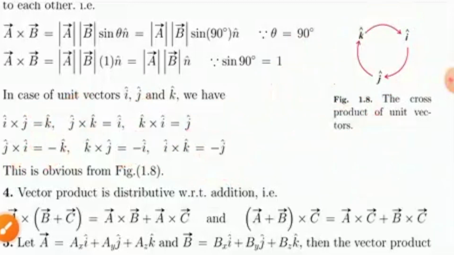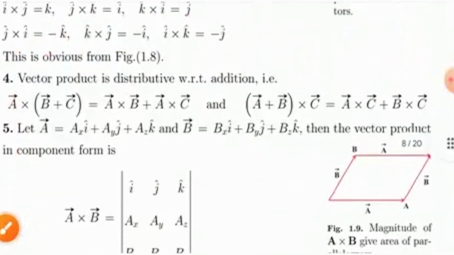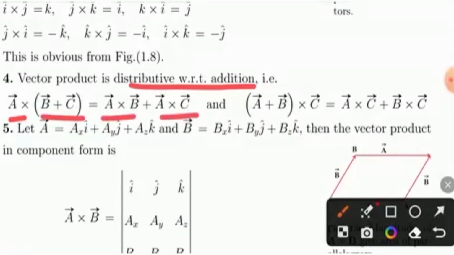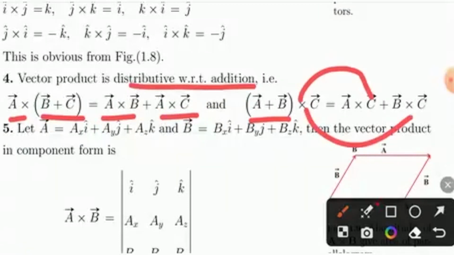And the fourth property is that the vector product is distributive with respect to addition. Here you will see that if A is distributed among the two vectors B plus C, then we can write it as A cross B plus A cross C. And on the same side, we can see that A plus B cross C can be written as A cross C and B cross C with the plus sign in between.